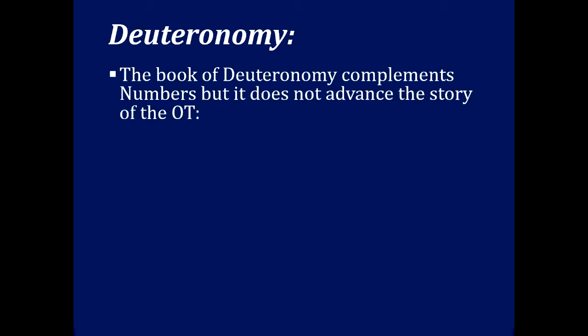So Deuteronomy, some highlights for the book. The book of Deuteronomy complements Numbers, but it doesn't advance the story. And this is why we don't refer to Deuteronomy as being one of the 11 foundational books, because it doesn't move at all. Just like Leviticus, they arrived at Mount Sinai. Everything recorded in Leviticus, they were at a standstill. They were at Mount Sinai, or Mount Horeb, or Jebel Musa, whichever one you want to use, but they're all the same. But they were at Mount Sinai for that period of time.